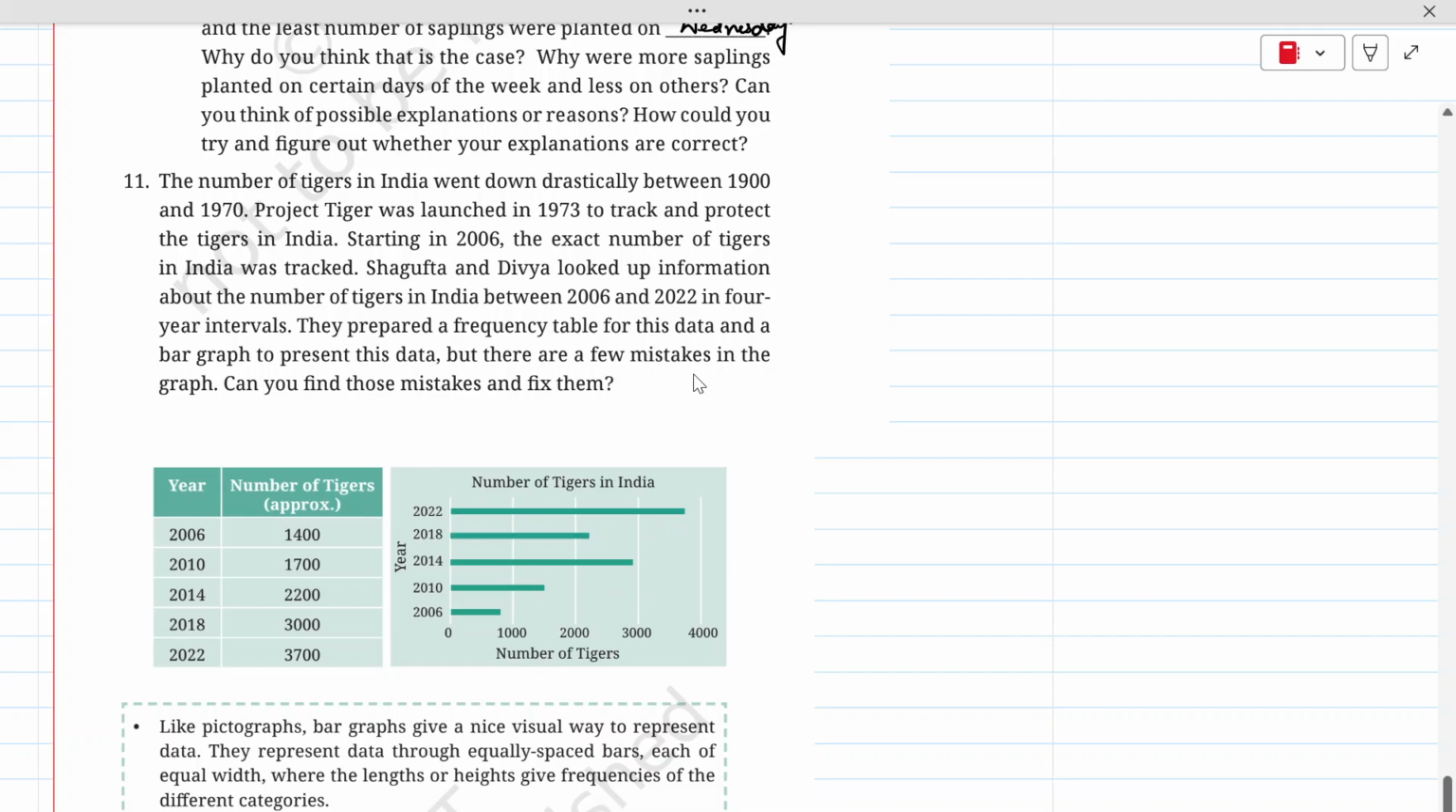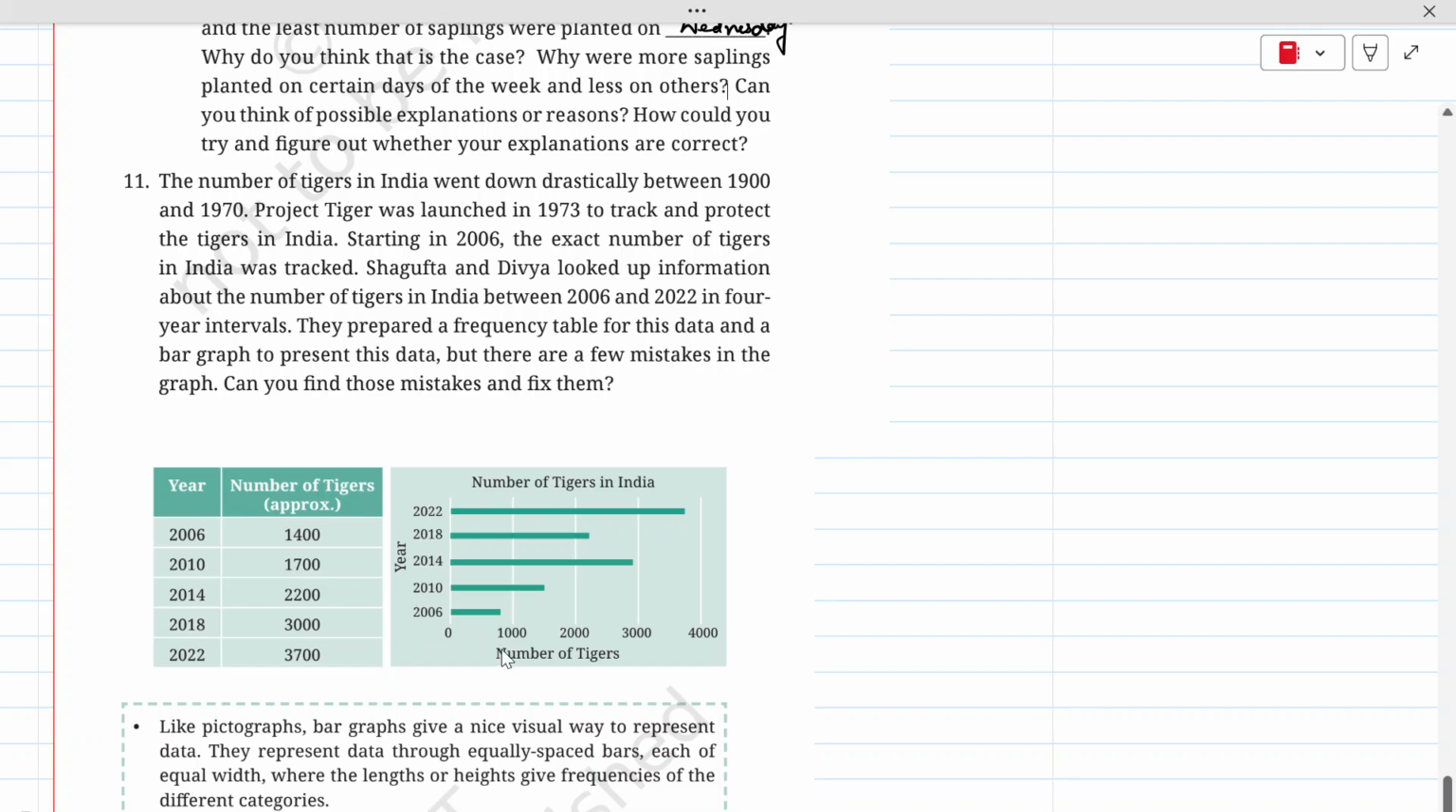But there are a few mistakes in the graph. Okay, so this is the data given to us, and on the basis of this data, this graph has been plotted, and they say that there are a few mistakes in the graph, and we have to find those mistakes. Let's try and do this. Okay, so these are the years: 2006, 2010, 2014, 2018, and 2022. Okay, so they are plotted in the interval of 4 years, right?